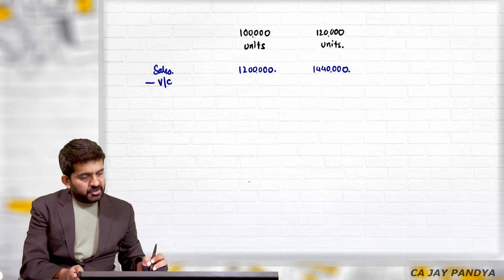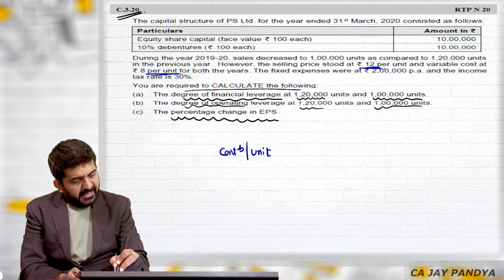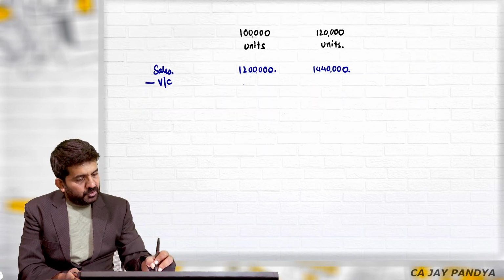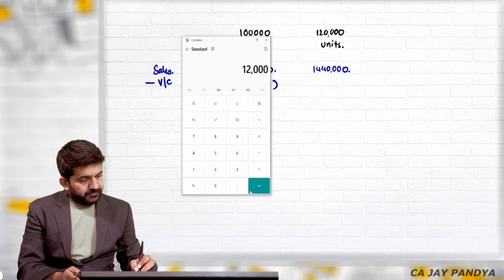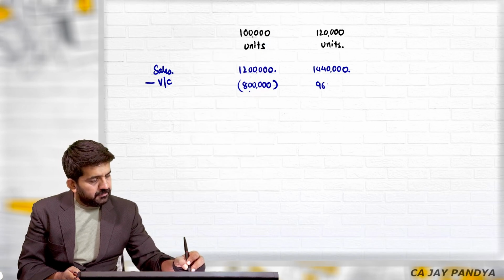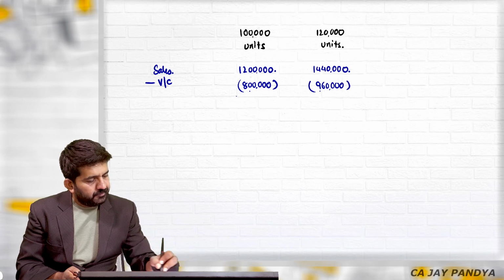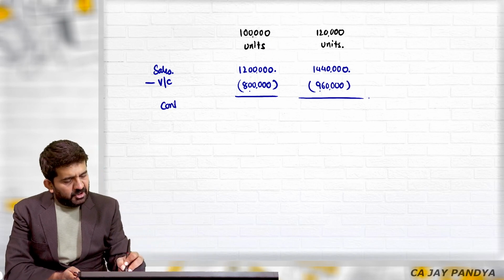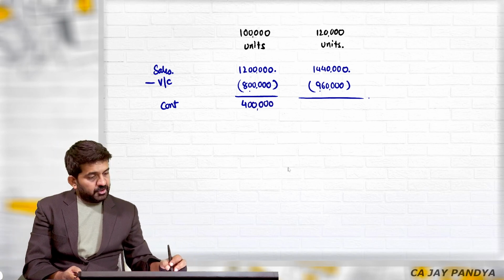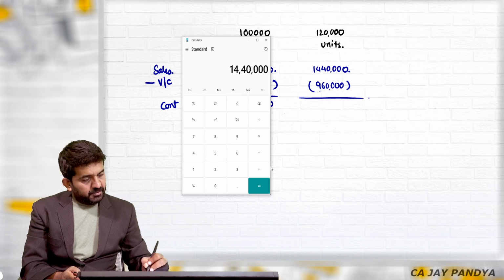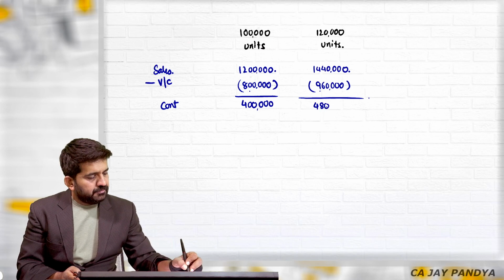Minus variable cost. Variable cost is 8 per unit. So this will be 1 lakh into 8, it is 8 lakhs. 1,20,000 into 8, 9,60,000. I will get the answer of contribution, which is 4 lakhs. This will be 14,40,000 minus 9,60,000, which is 4,80,000.